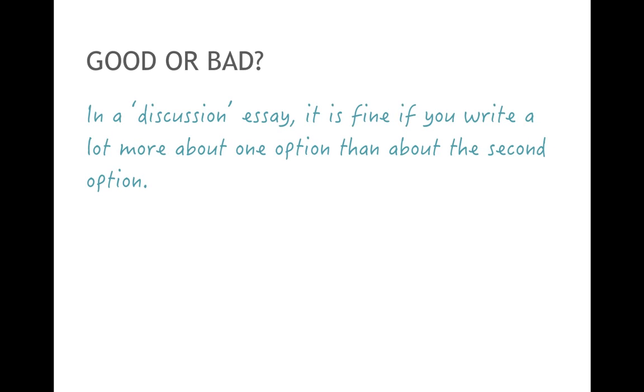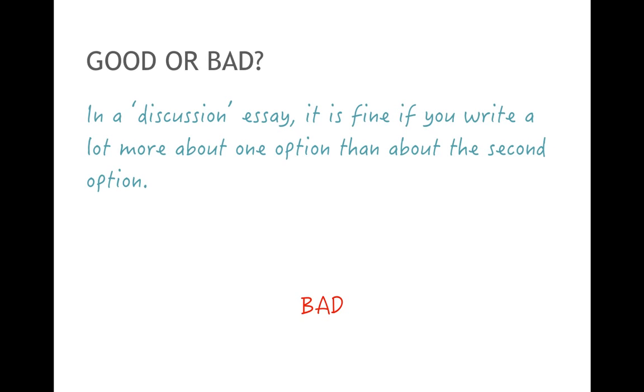In a discussion essay, it is fine if you write a lot more about one option than about the second option. So in a discussion essay where it says discuss both sides of the argument, it is fine if you write more about one option than about the second option. Is this good advice or bad advice? This is actually bad advice. You should try and write equally about both sides of the discussion essay.